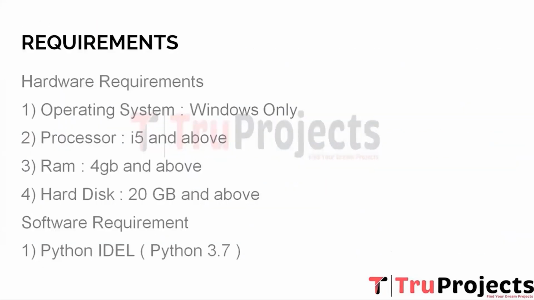Now coming to the requirements part, we have two types of requirements, that are hardware requirements and software requirements. In hardware requirements, operating system as Windows is required, processor i5 and above, minimum 4 GB of RAM is required, hard disk 20 GB and above. Coming to the software requirement part, Python IDLE, that is version 3.7, is required.